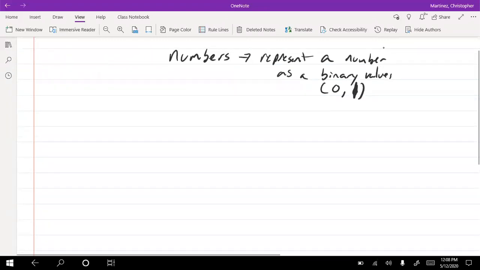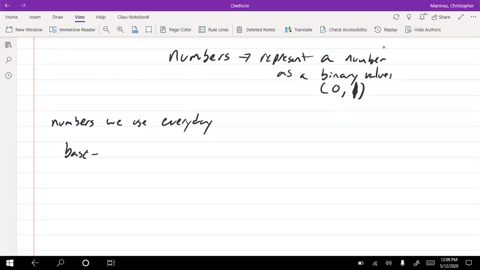Okay, before we start talking about binary numbers, let's talk about digital numbers. And where we're going to start is the numbers we deal with every single day. We use numbers every day, and the numbers that we use every day are called base 10, or it might also be referred to as a decimal number.